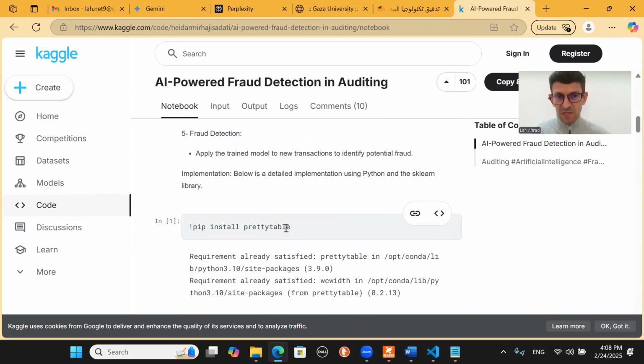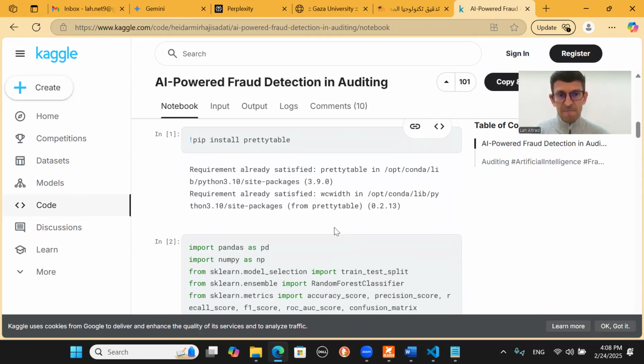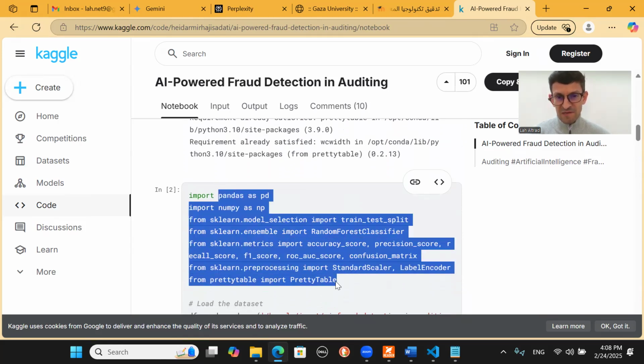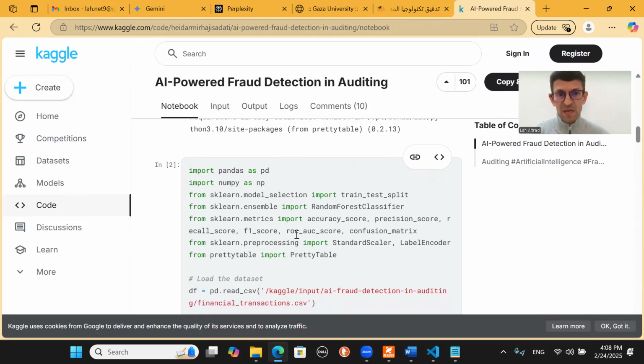So the code starts by installing different libraries, like PrettyTable, which is for Python. You also need to import a lot of libraries, like pandas. Pandas is designed for Python, and NumPy is for reading data from tables. Pandas is for creating a data frame. Then sklearn helps us work on our data sets, first splitting and then training data. Sklearn also provides functions that can be used to build machine learning models.